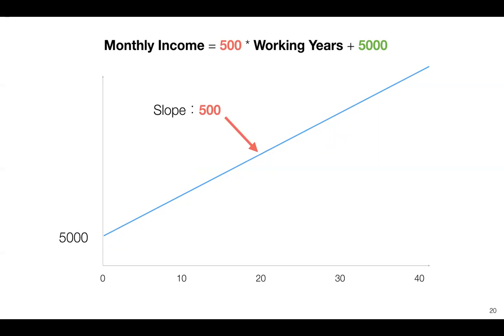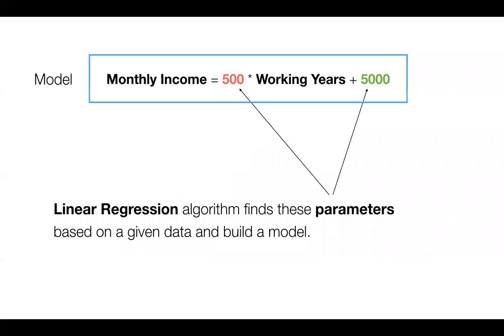The slope is 500. Basically, for a 1 point increase on the x-axis, it tells how much increase there is on the y-axis. That's the slope. And the y-intercept, in this case 5,000, is the value on the y-axis when the x value is 0. So basically, linear regression algorithms find these parameters based on the given data.